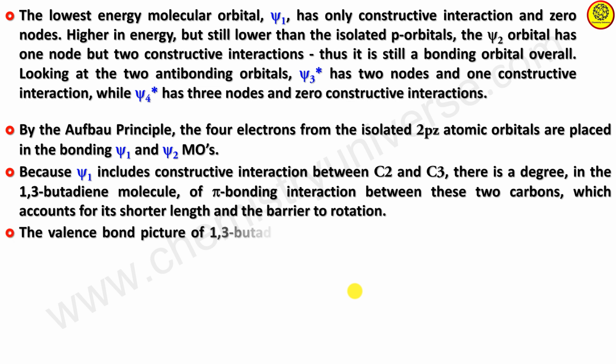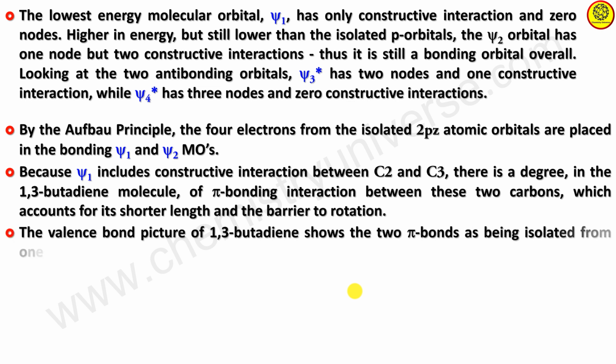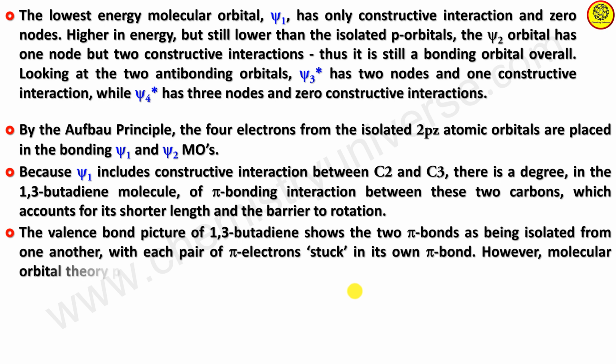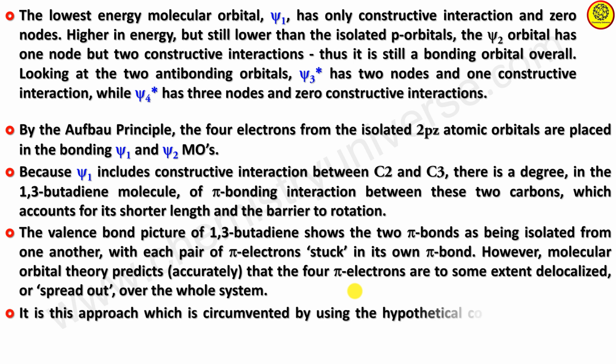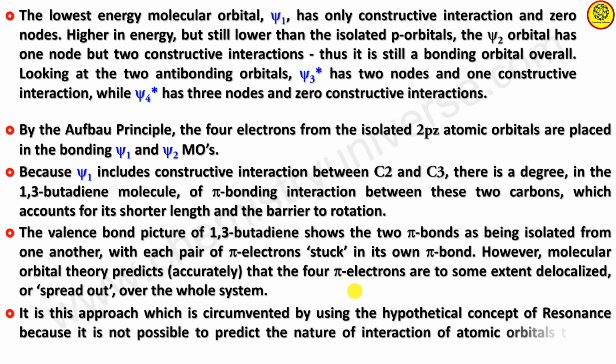The valence bond picture of 1,3-butadiene shows the 2 pi bonds as being isolated, whereas here they are not, they are spread out. The molecular orbital theory gives you that the 4 pi electrons are actually spread out throughout the system. And it is this approach which is circumvented by using the hypothetical concept of resonance, because it is not possible to predict the nature of interaction of atomic orbitals to form bonding and antibonding modes that easily.